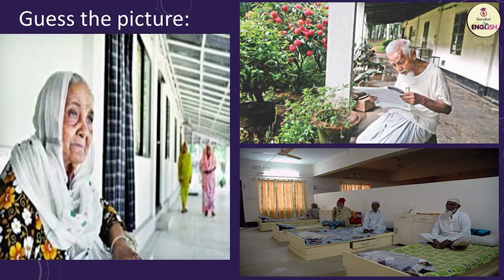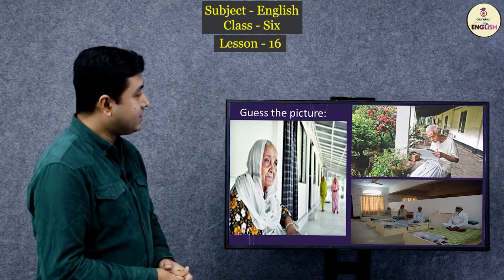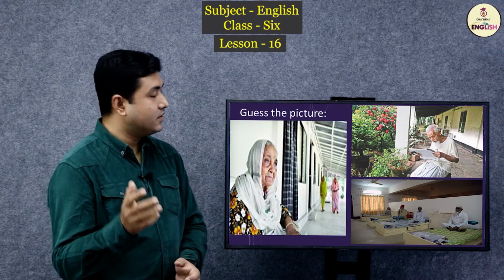Here you can see some pictures. Can you guess the location of this picture? Where are the people living? It may be that they are living at a home, but it is not their original home. It is an Old People's Rehabilitation Center. So our today's lesson is An Old People's Home.